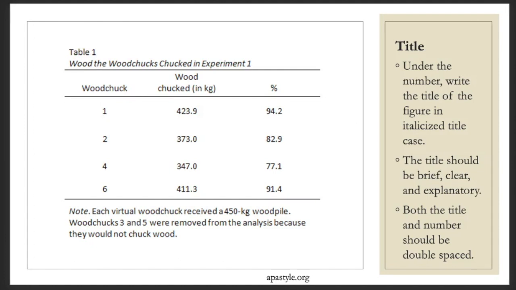So for the title, here is another example. So this would be the results from a primary research study with some data in it. So under the number, write the title of the figure italicized in title case. The title should be brief, clear, and self-explanatory, and both the title and number should be double-spaced.